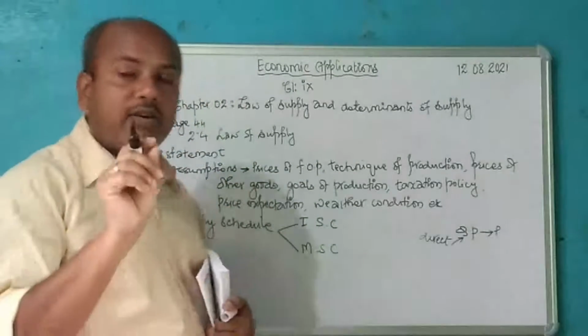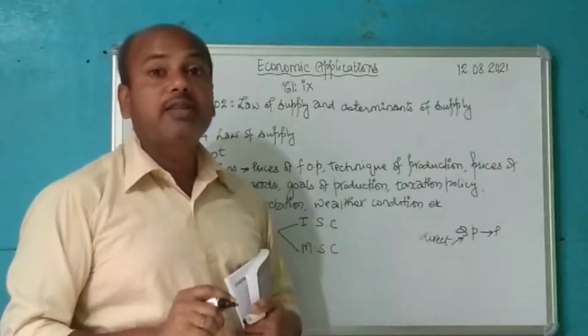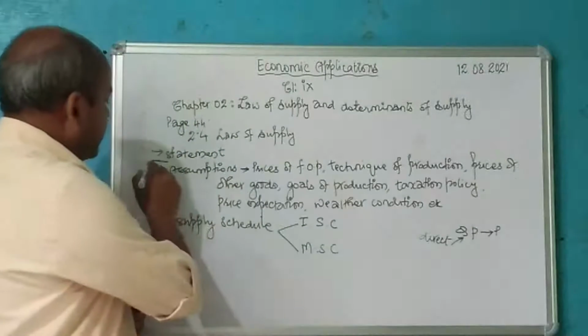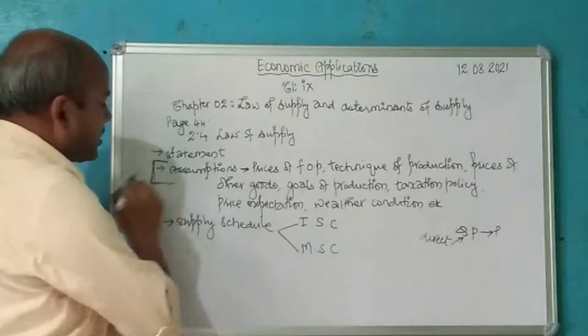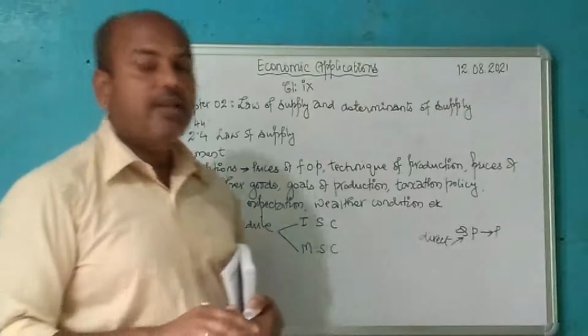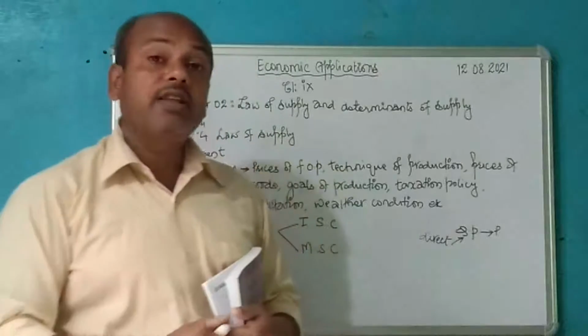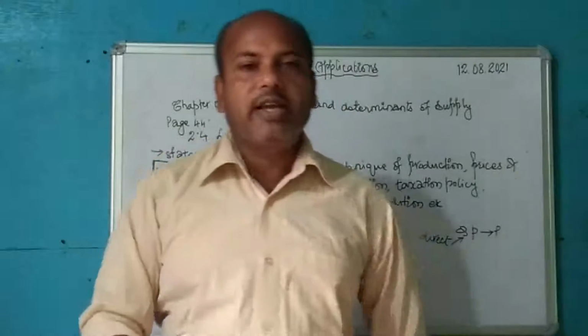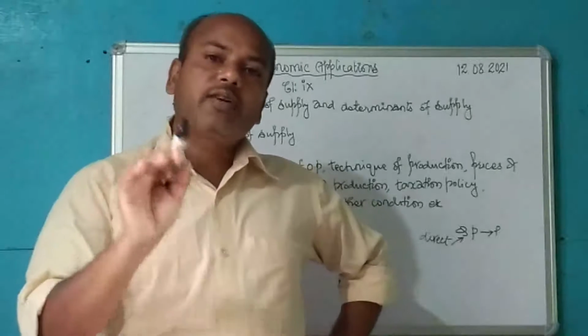And the next is "other things remaining same," other things being equal. This refers to the assumptions, and this is the second subtopic that I am going to discuss today. Assumptions are those factors which are supposed to remain same. Now in the law of supply and in the law of demand, there is only one thing that should change, and that is the price of the commodity itself.